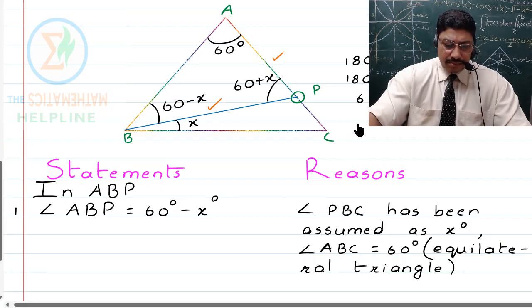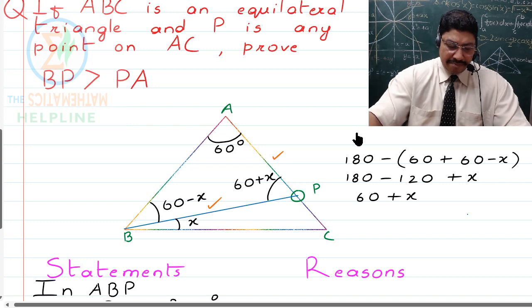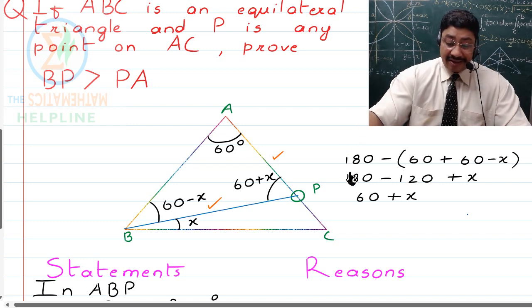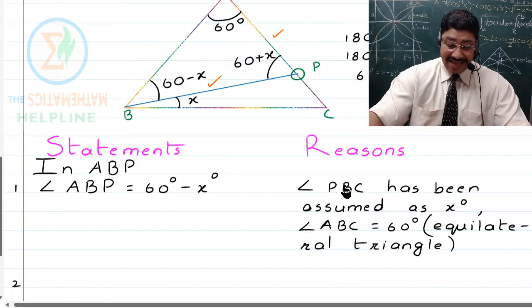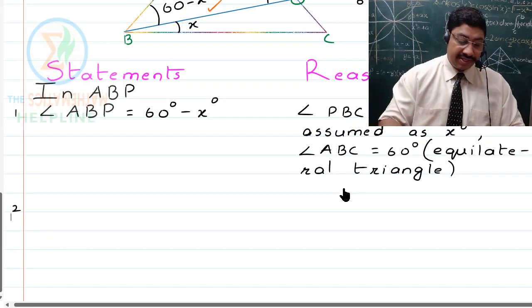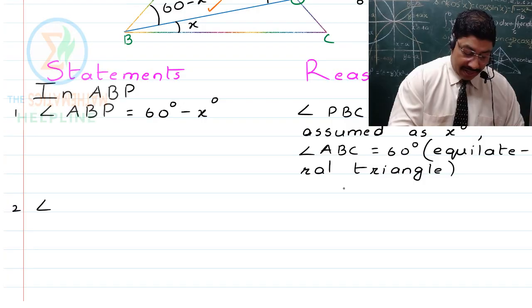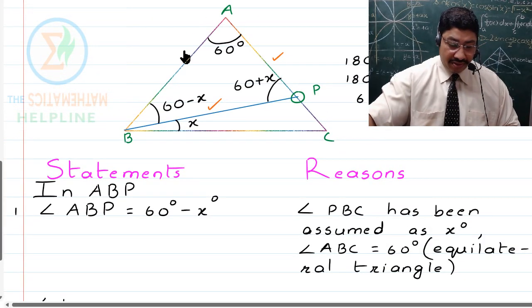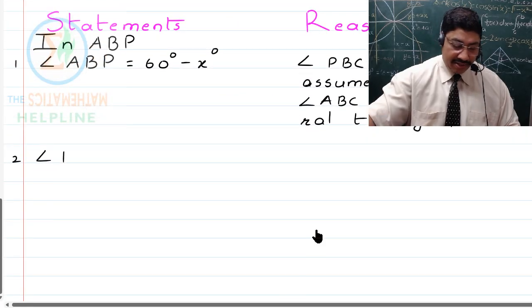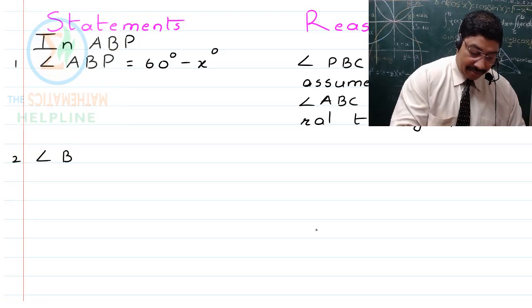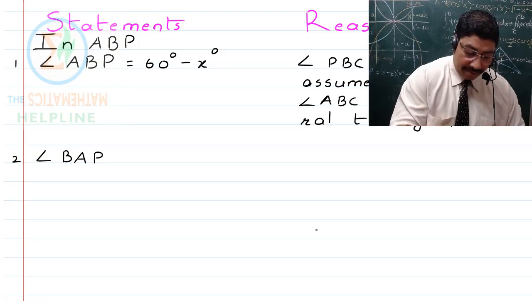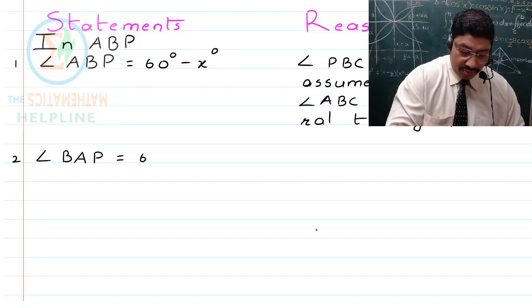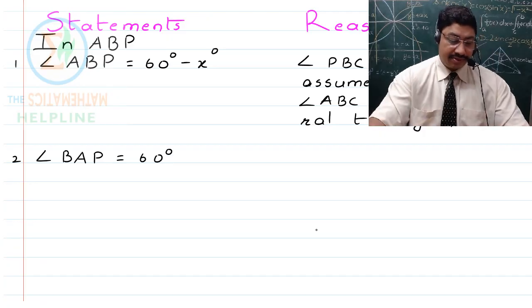So one is BP, right? So that is the one that we're going to talk about, and opposite to it we have angle A, right? So here, in accordance with this triangle that we are talking about, we can say that BAP, right? So we can say that angle BAP is equal to 60 degrees, right?